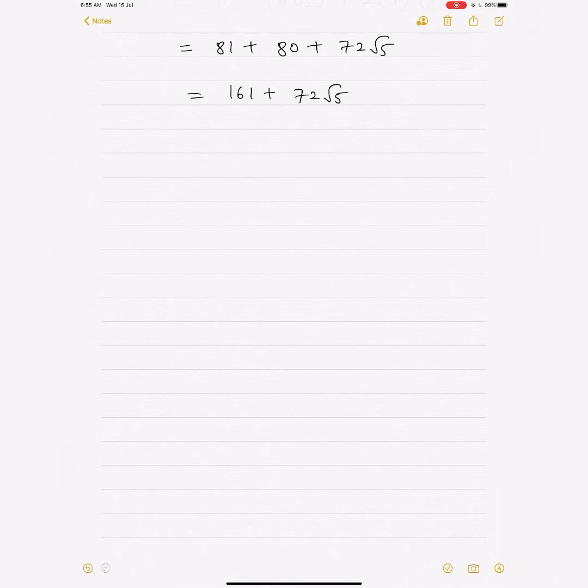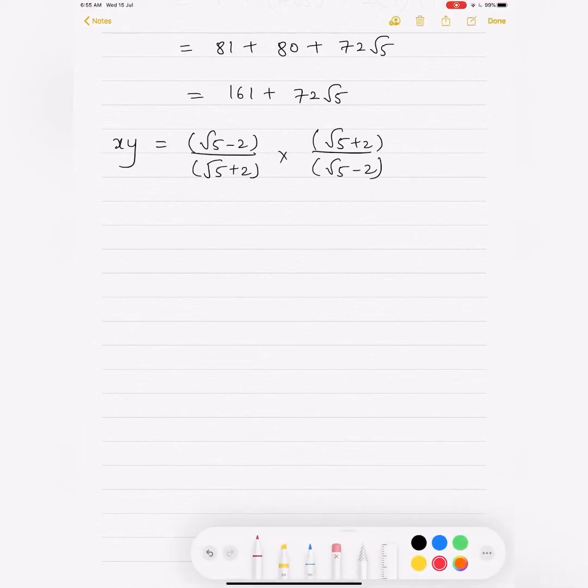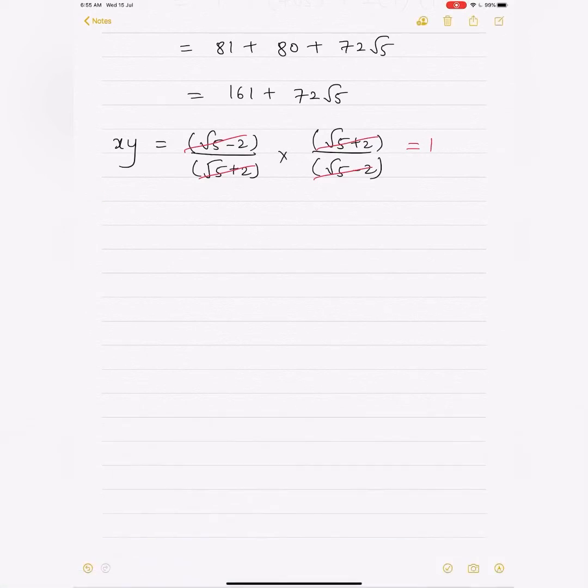Now they are asking us to find out xy. How to find the value of xy? So x is equal to root 5 minus 2 upon root 5 plus 2. What is y? Root 5 plus 2 upon root 5 minus 2. Now what can we cancel here? We can cancel root 5 minus 2 and root 5 plus 2, which will be equal to what? 1.